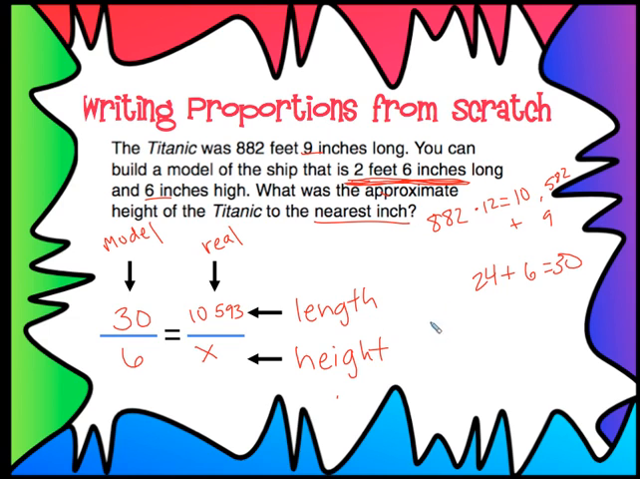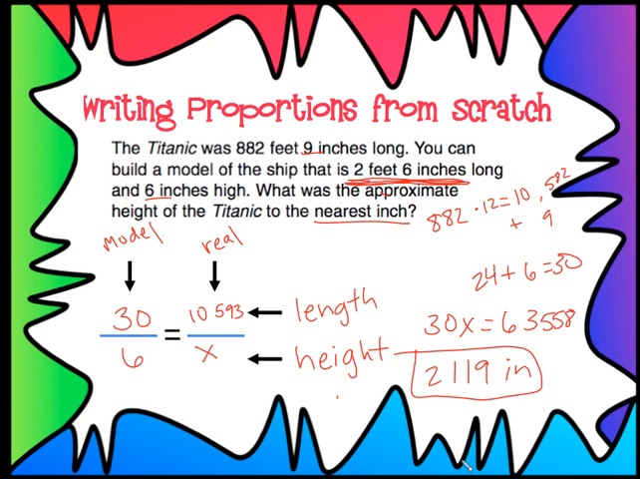Now hopefully you can cross multiply and solve. You get 30x equals 63558. Then you divide that by 30. And it says to the nearest inch, so you'd round that. Oh, wait, nope, I just said round and then I didn't do it. That's to the nearest inch. Because you get 2,118.6.